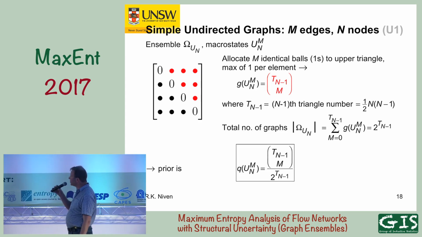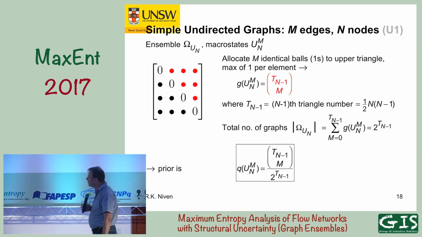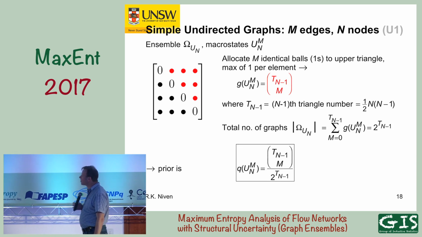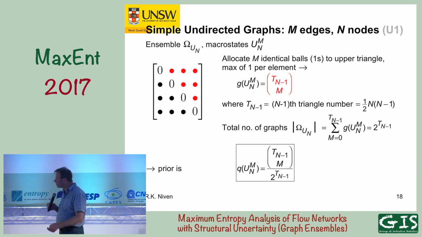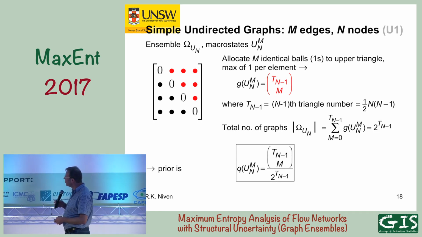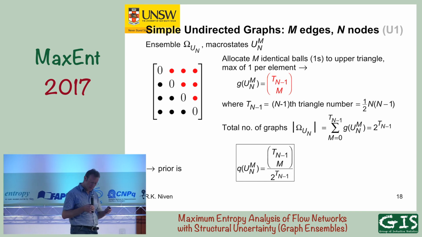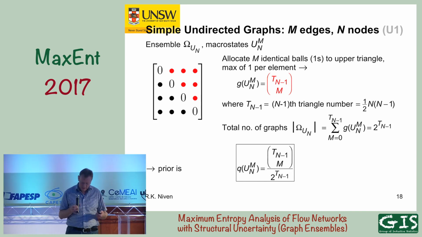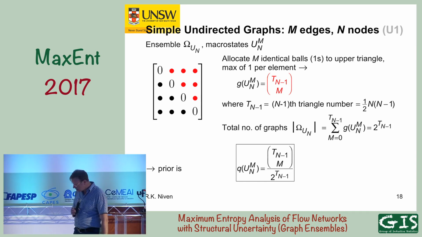When you think about this, the first example are simple undirected graphs with M edges and N nodes. And so our ensemble is the whole set of these. And I'm going to pick on macrostates that have capital M edges. So when you think about this, you think of the adjacency matrix. And what we're doing is we're allocating balls in boxes. So this is, again, very good classical combinatorics.